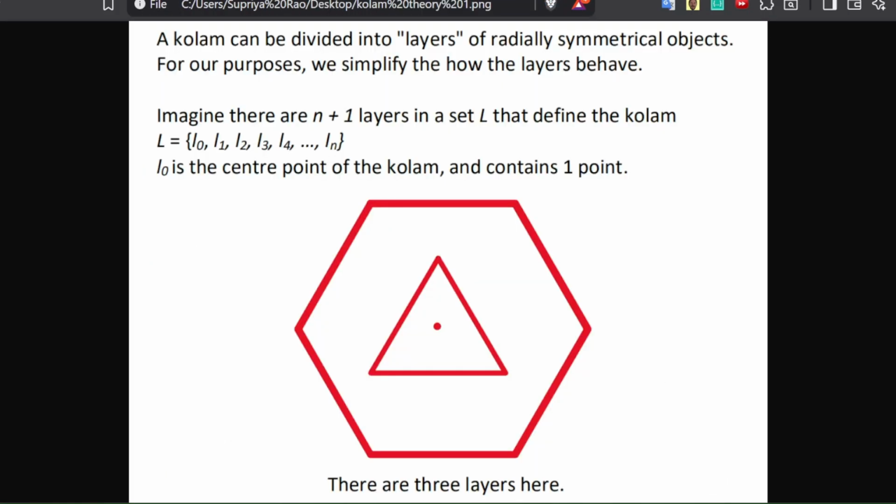Next, we model a column as being divided into layers of radially symmetrical objects. Suppose we have n plus 1 layers, written as L equals L0, L1, etc., until Ln. The innermost layer, L0, is the center point of the column. In this example, there are three layers: a central point, a triangle, and a hexagon.